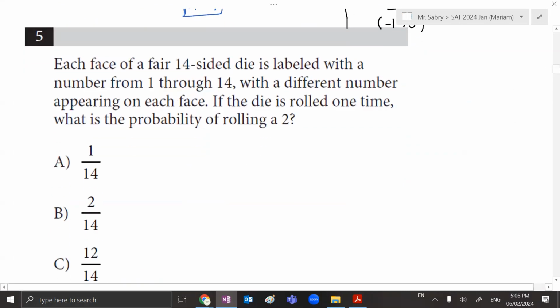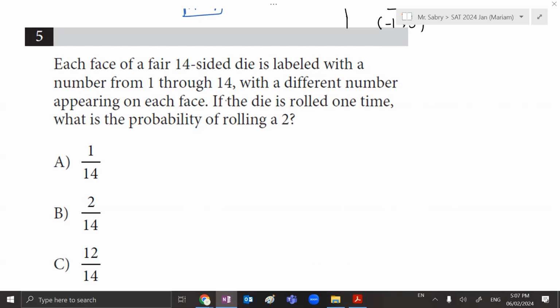Number 5. Each face of a fair 14-sided die is labeled with a number from 1 through 14. Do you understand that part? No. No? Let's do it. I know, it's fine. I'm asking you so that you tell me yes or no. So let's break it down. Each face of a fair, meaning just, do you understand? Yeah. Okay. 14-sided die. What does 14-sided die mean?